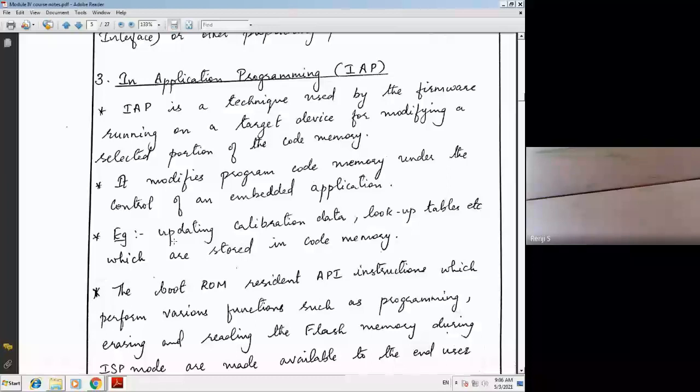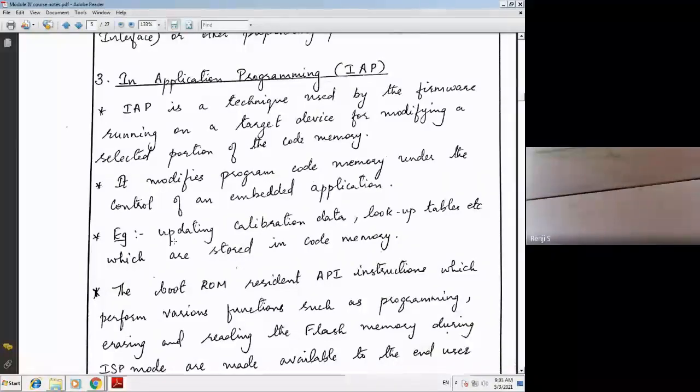It is a third method for integrating firmware, which is running on a target device. In this method, we are not going to erase the entire firmware. Instead, we can change selected portions of the firmware in the code memory. The memory into which the firmware has been embedded is called the code memory, and certain portions of the code memory can be changed. Instead of changing the entire firmware, while the embedded system is in use, we can erase certain parts of the code memory.